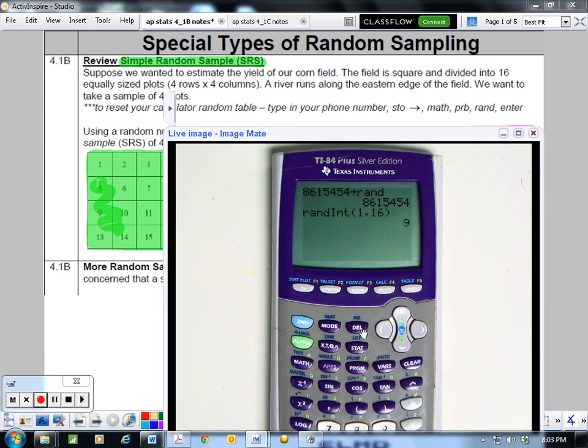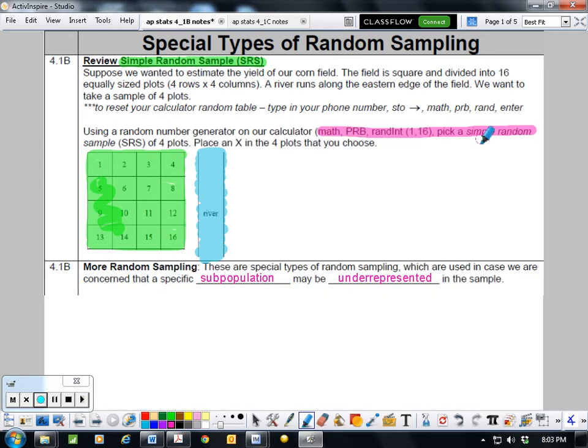And our first number is 9. In fact, I'm going to pick 4 more. So 9, 12, 10, and 15. So now we're going to go back to our diagram, and we're going to mark off our picks. So 9, 12, 10, and 15.